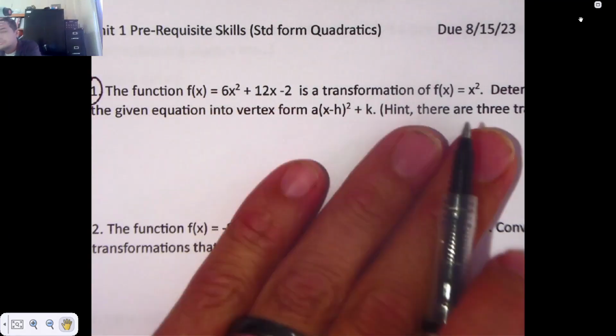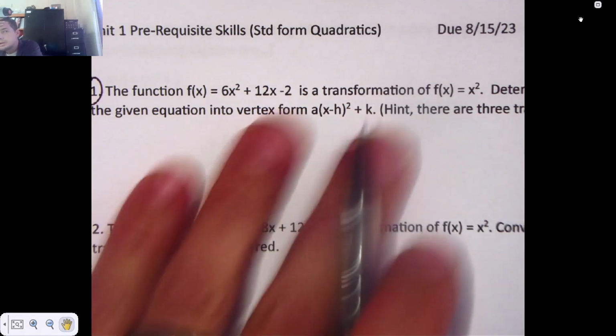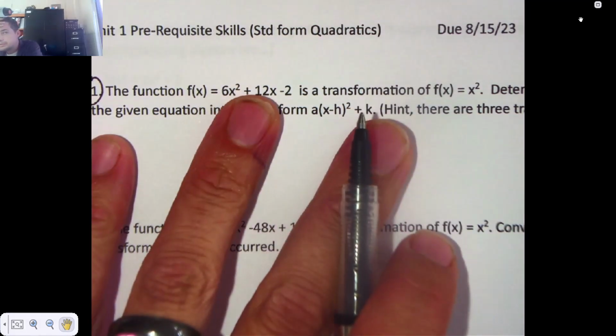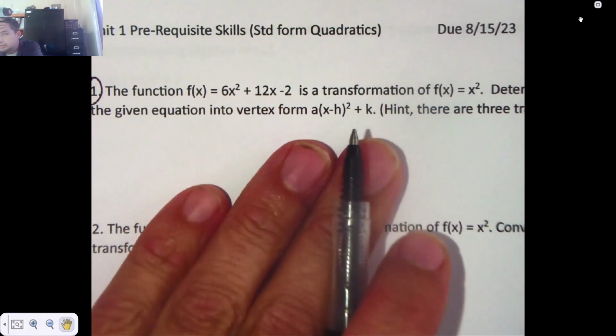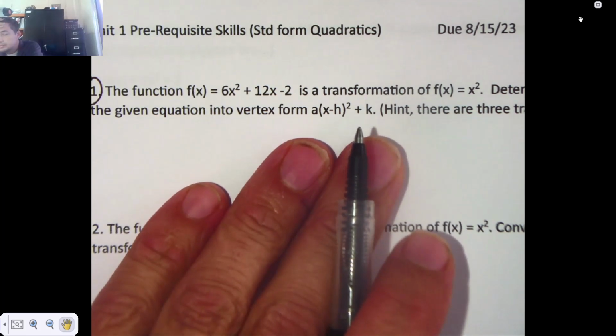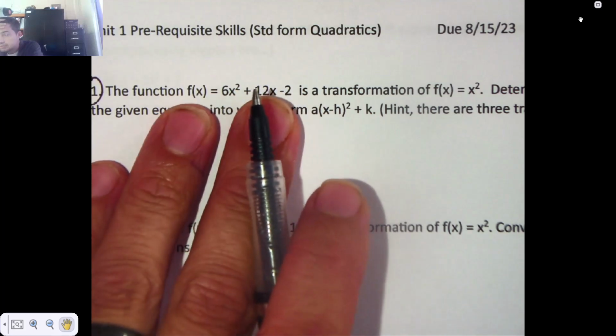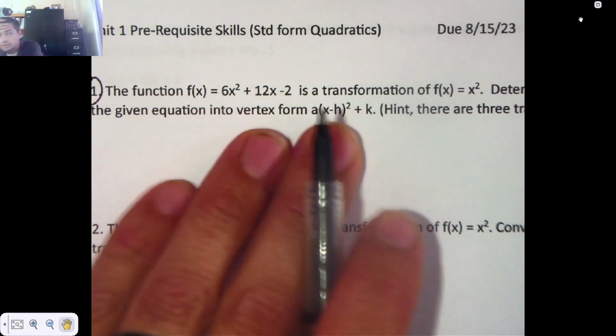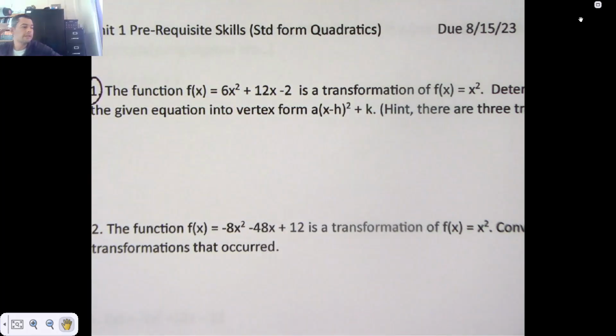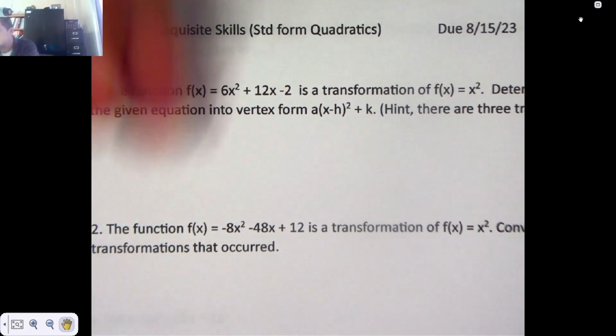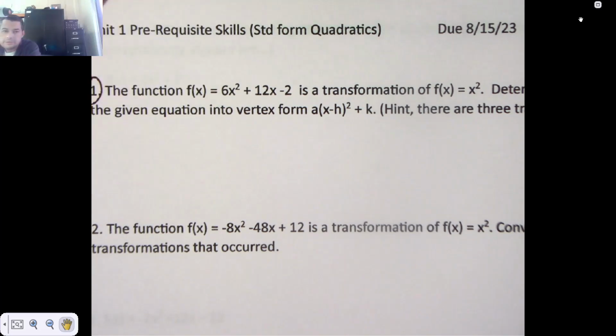So this is a transformation of x squared, and you're asked to determine what transformations happened. The only way that you can do that is to either graph the function, which there's lots of ways of graphing functions, or convert into vertex form. So that's what we're going to do. We're going to convert into vertex form because that's what I'm trying to teach today. There's a couple ways of doing this.